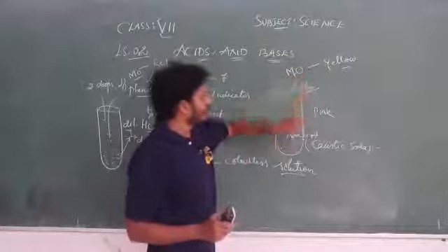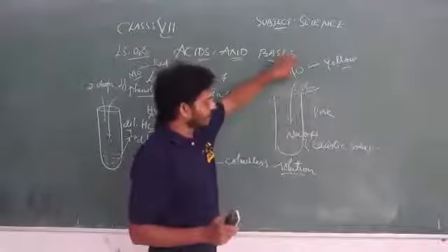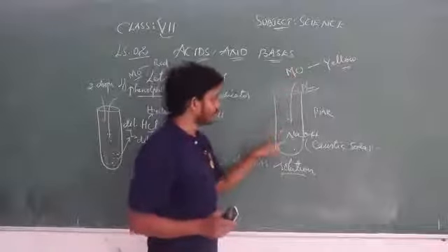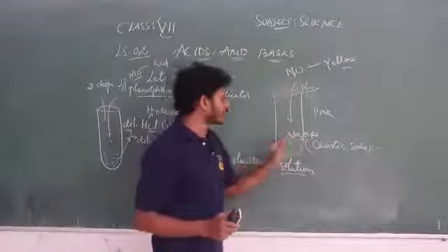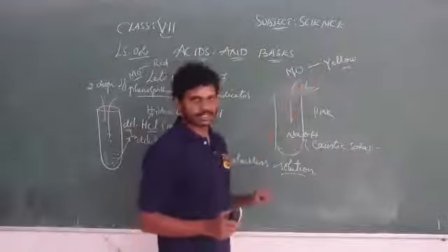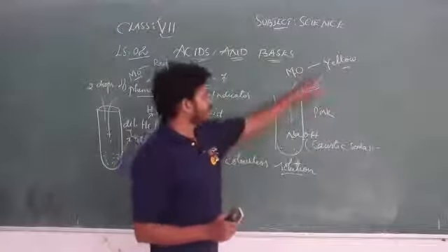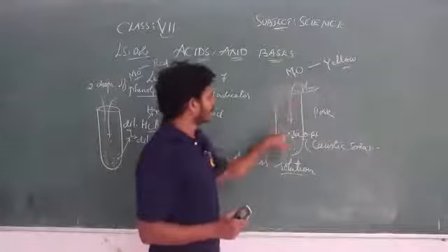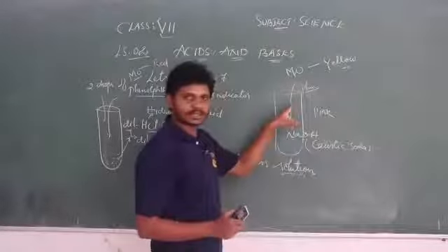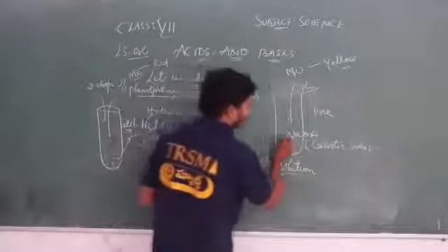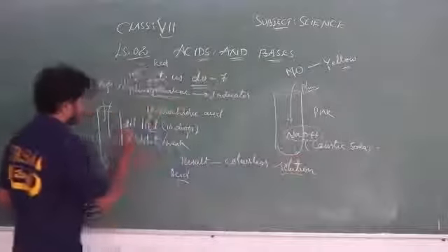In place of phenolphthalein, if you add a few drops of methyl orange, an indicator, to this test tube which contains NaOH or caustic soda, into which color does it change? It changes its color to yellow. By this we can confirm this is a base.